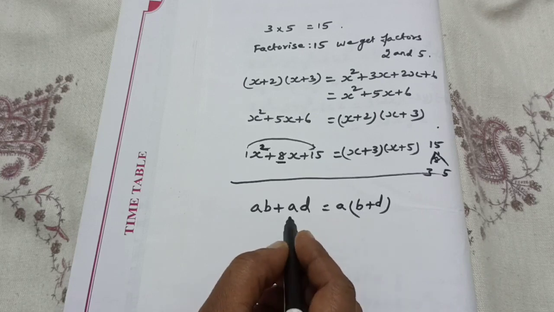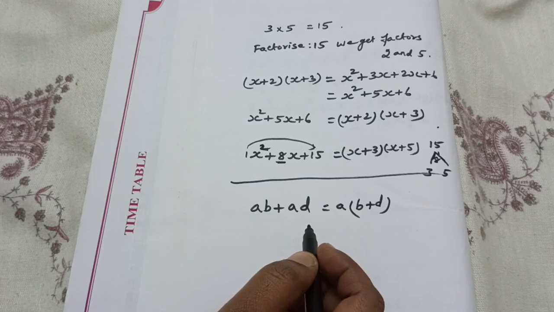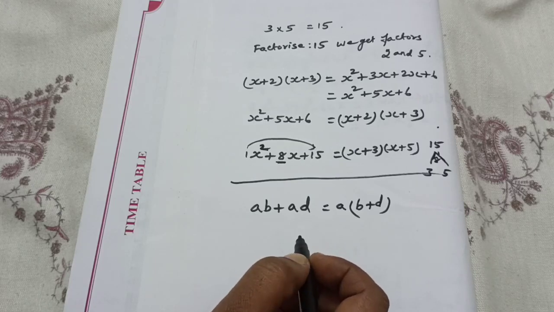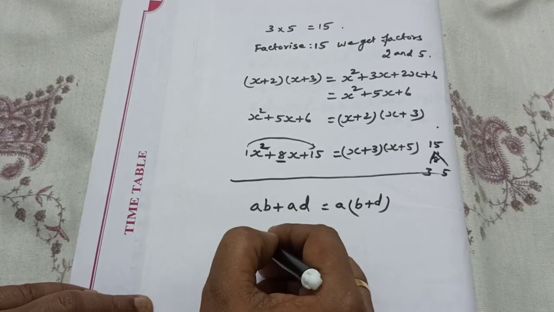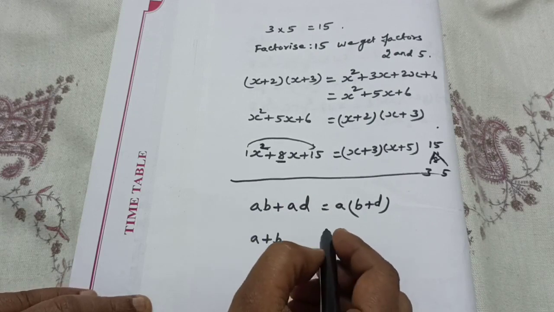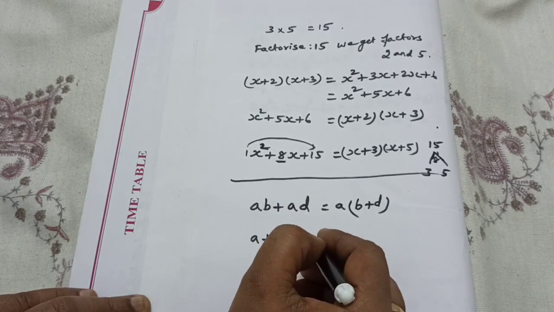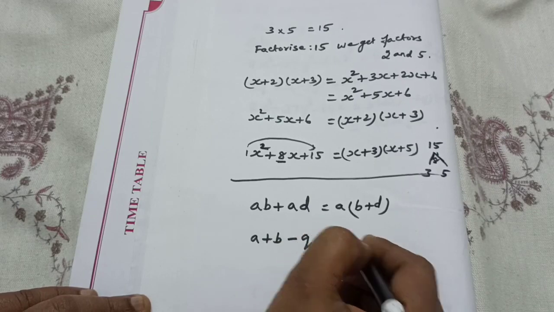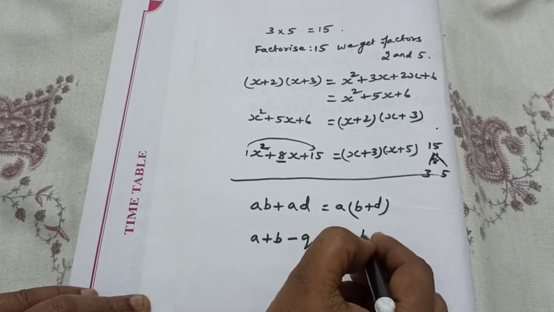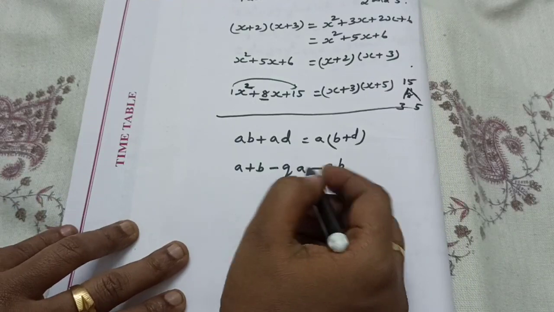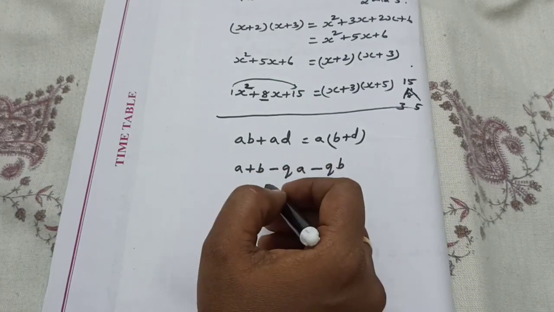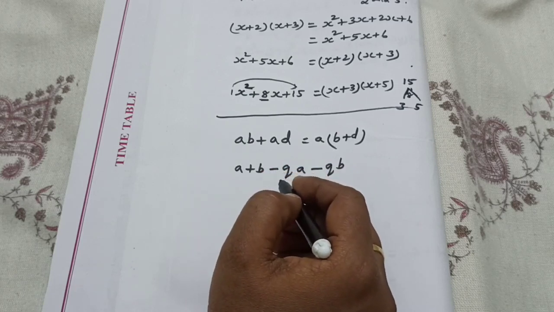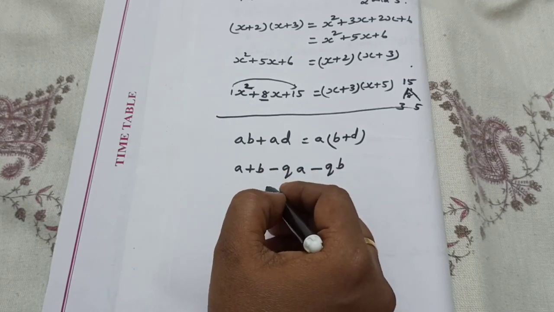Then another method is by grouping. By grouping, how can we find the factorized form? Suppose here ap plus aq minus bp minus bq. Simply I am giving. Like this, a polynomial is given. We have to find out the factors. How can we find?